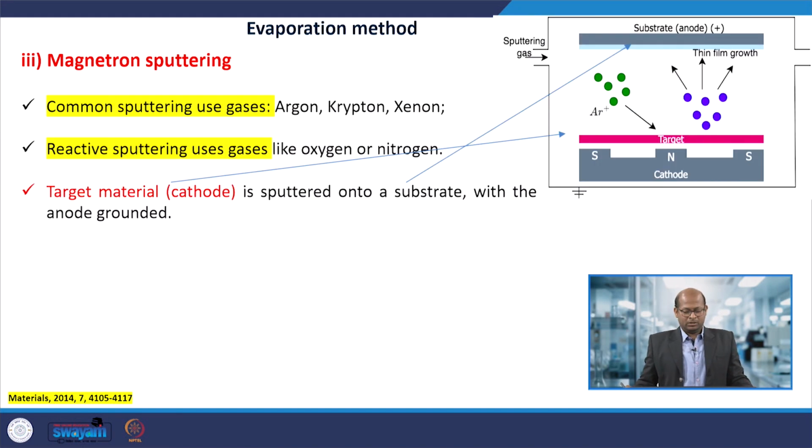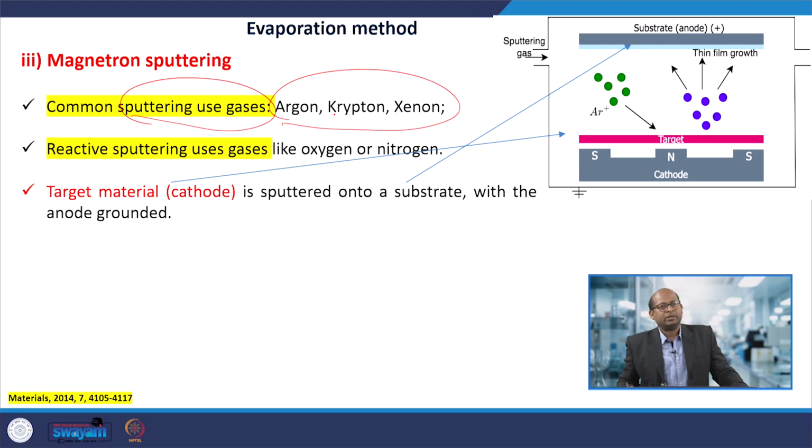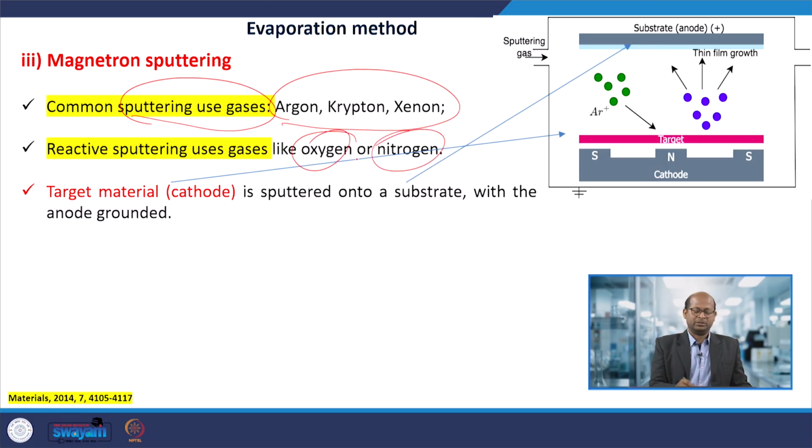Okay, so here are the common sputtering gases that we use. These are the inert gases we use: argon, krypton, xenon. Apart from that, some reactive sputtering gases are also used, that may be oxygen and nitrogen, depending upon our source materials and which ones we want to prepare. Depending upon that, reactive sputtering gases also we can use. Okay, so this is the target and this is the thin film formation.